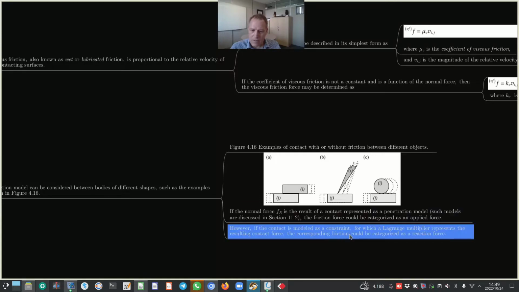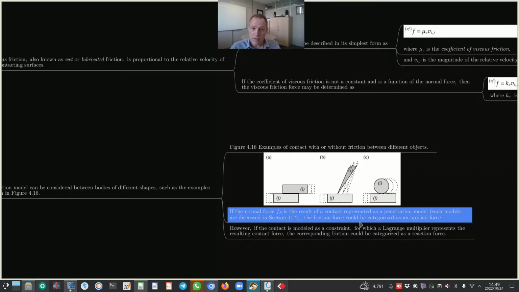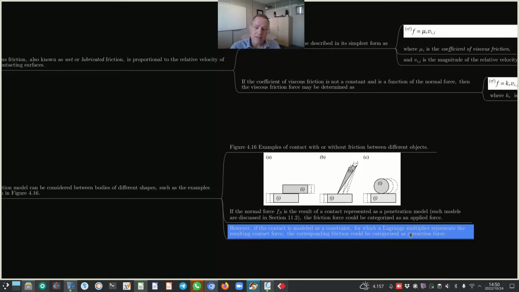However, if the contact is modeled as a constraint for which a Lagrange multiplier represents the resulting contact force, the corresponding friction could be categorized as a reaction force. Okay, so the friction force, in other words, depending on how you want to model the contact, can either be categorized as an applied force or as a reaction force.